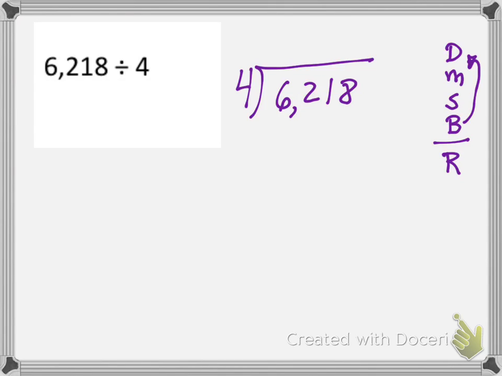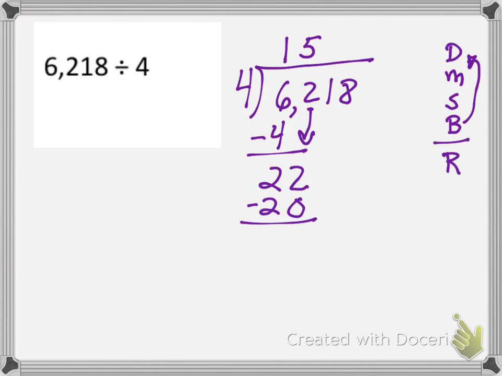So 4 can go into 6. How close can we get? We can only go by 1. 1 times 4 is 4. And then after we multiply, we subtract, and we get 2. After we subtract, we bring down the other 2. And then, after we bring down, we have to go back to divide. So 4 times what gives us close to 22? That would be 5, because 5 times 4 is 20. Then we subtract. We get 2. This one's a big one.